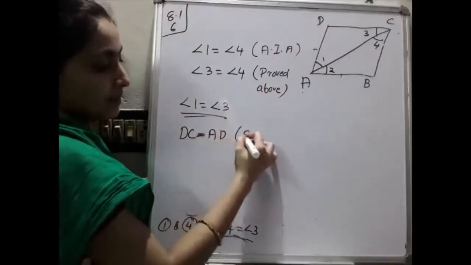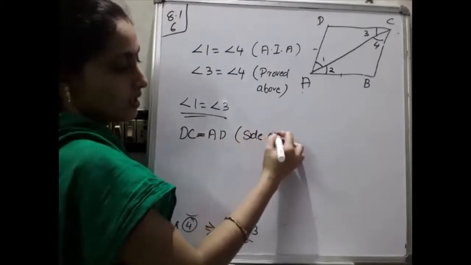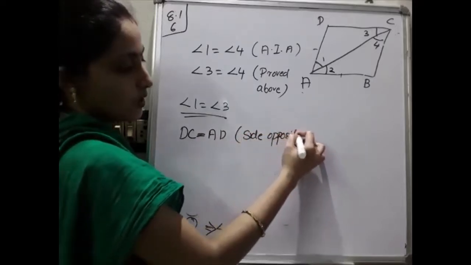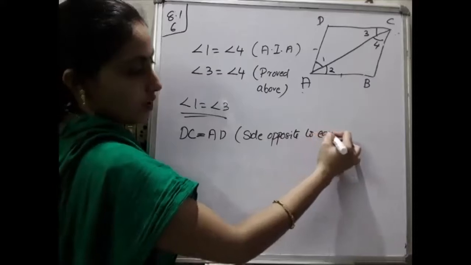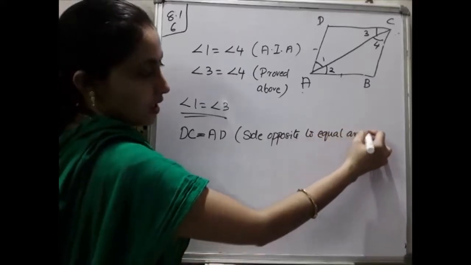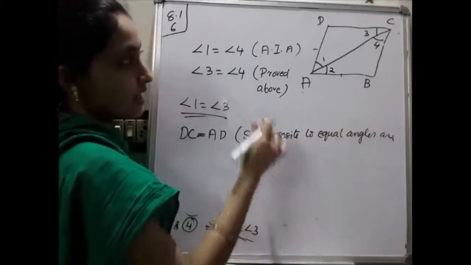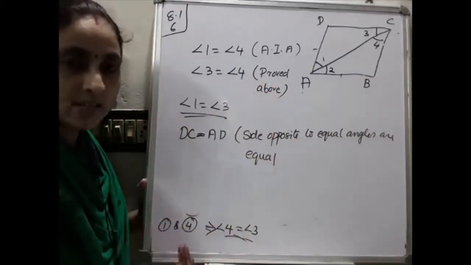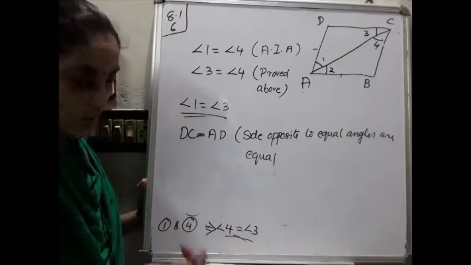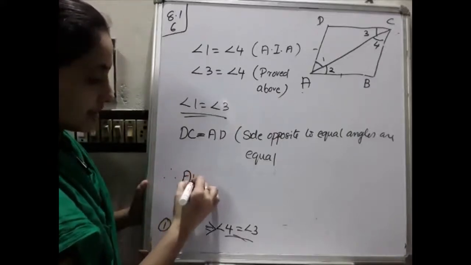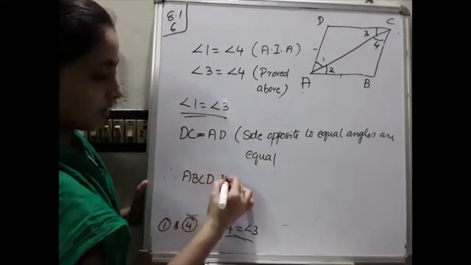That means sides opposite to equal angles are equal. So we can write what? Adjacent sides are equal. If adjacent sides of a parallelogram are equal, then it is a rhombus. Therefore, you can write ABCD is a rhombus.